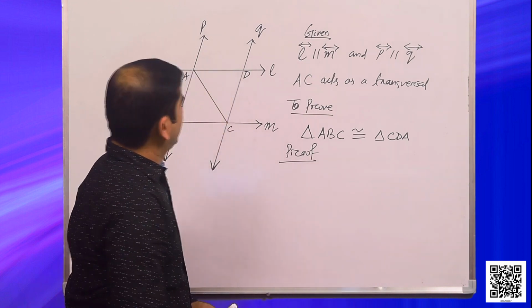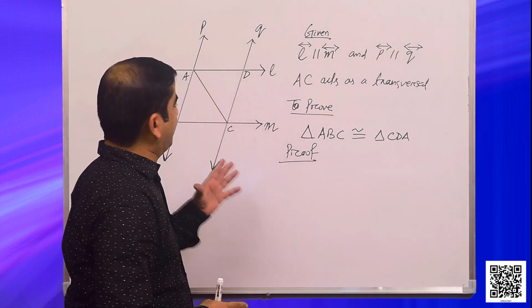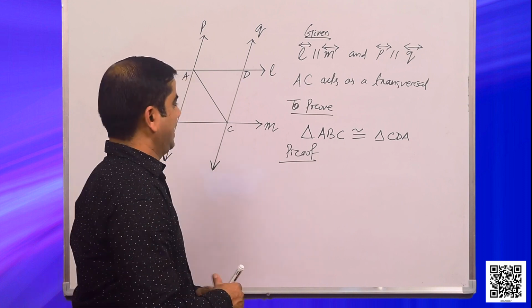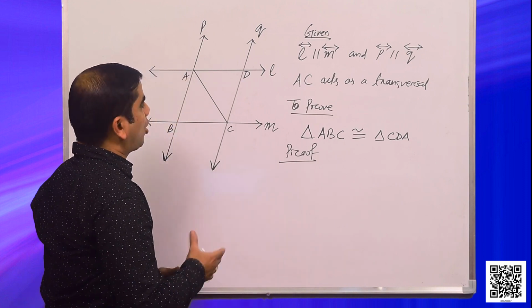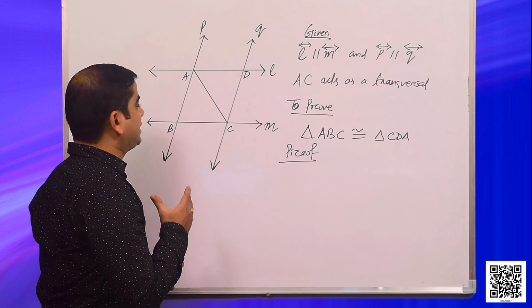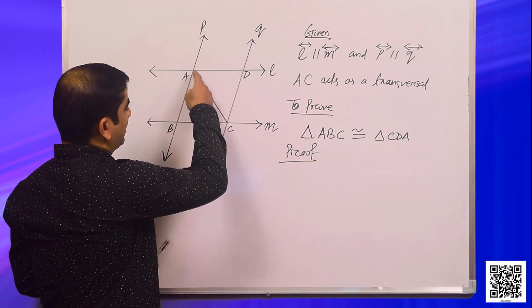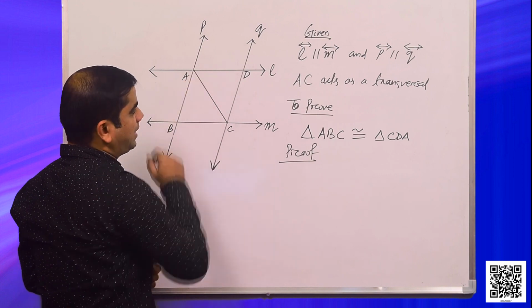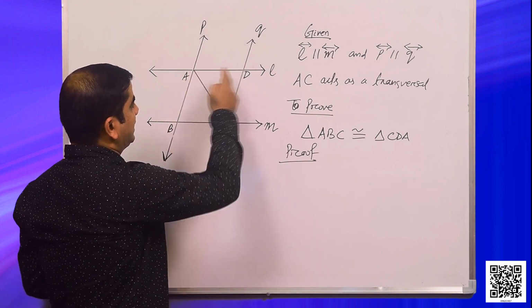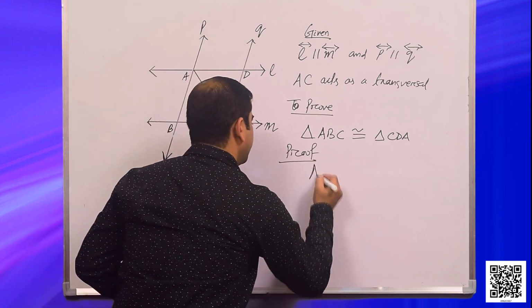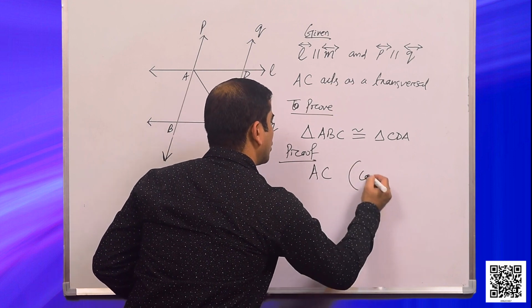So students, let us concentrate on triangle ABC and triangle CDA. What we can observe in both these triangles is that AC is a common side. It is a side of triangle ABC as well as triangle CDA. So AC is a common side.